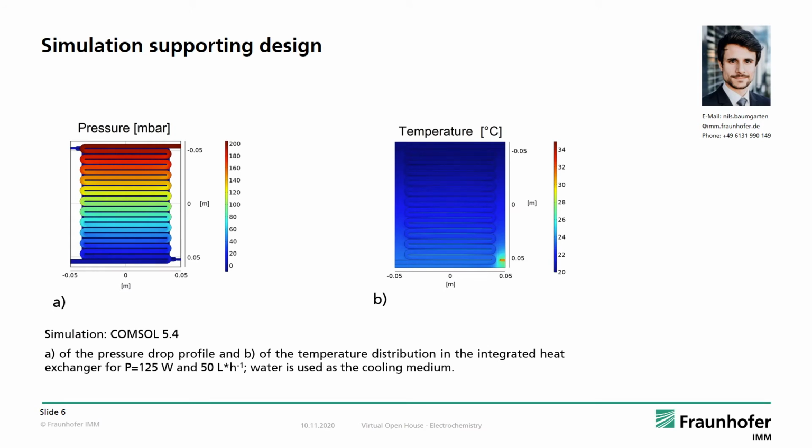On the left hand side you can see the pressure drop profile of the heat exchange medium, and on the right hand side you can see the temperature profile or the temperature distribution also on the integrated heat exchanger or the electrode itself. And the target was of course to have an equal distribution of the fluid flows in the end and have a constant temperature, and in the end a low pressure drop over the fluidic pathways.